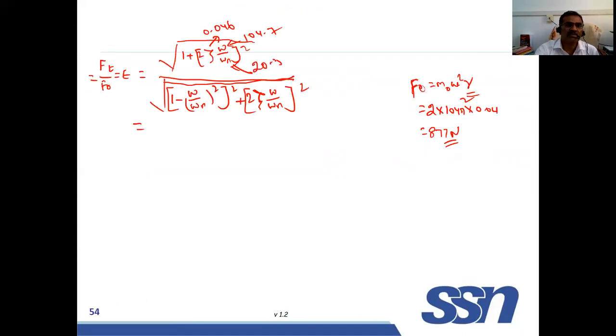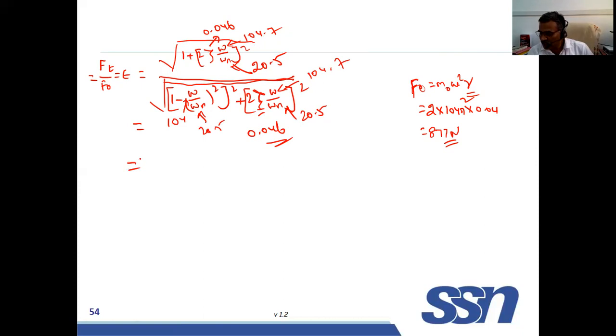Here omega n is equal to 20.5, and omega is equal to 104.7. We substitute these values here, and psi is equal to 0.046. If you substitute everything, you can calculate the transmissibility value.